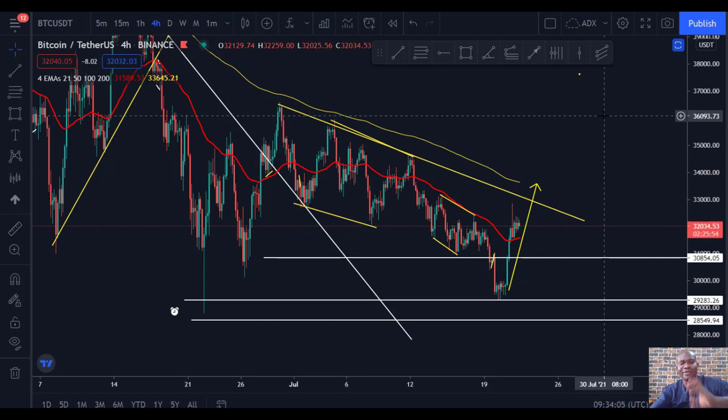But today I'm going to simplify how you can look at the chart and what you should be looking for in any chart and how you can be profitable in the long term.